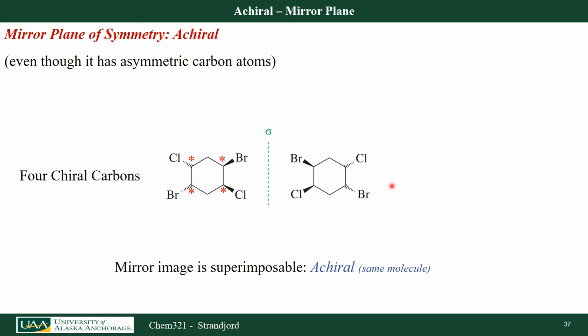I wouldn't even have to try to mentally manipulate it in space. So I know that the mirror image is superimposable, and this is an achiral molecule. If you have a model kit, try putting these 2 molecules together and see if they're superimposable. That will help with the visualization.